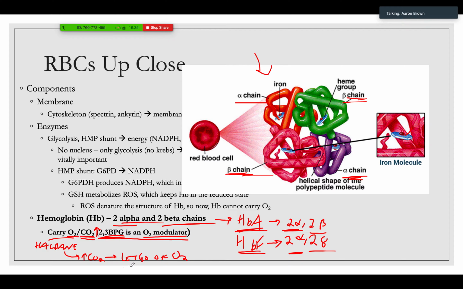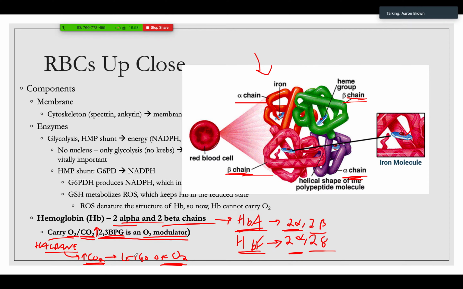Yeah, absolutely. So they're going to let go of the oxygen and grab onto that carbon dioxide to carry it back to the lungs. That's what you're trying to say, right? Yeah, okay, great. So you're absolutely right. The Haldane effect is wherever there's a high level of carbon dioxide, hemoglobin lets go of oxygen. Any questions on hemoglobin?